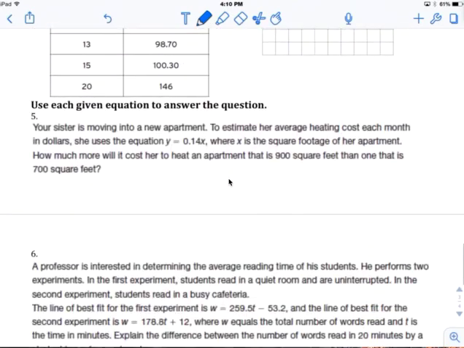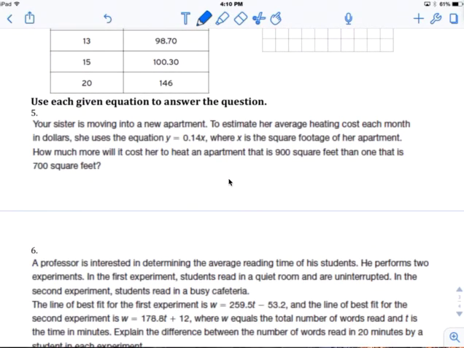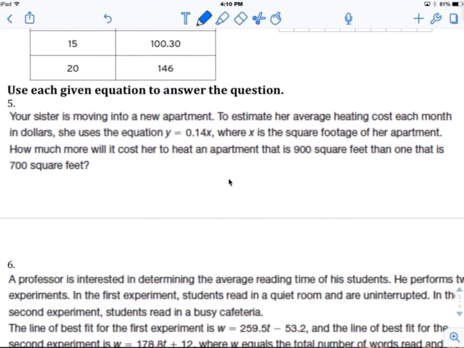Okay, and the back one. Use each given equation to answer the question. Your sister is moving into a new apartment. To estimate her average heating cost each month in dollars, she used this formula. X equals the square footage of her apartment. How much more will it cost her to heat an apartment that is 900 feet than one that is 700 feet?